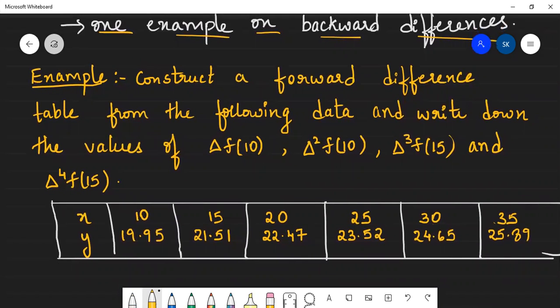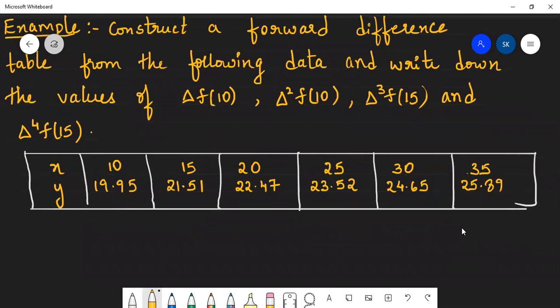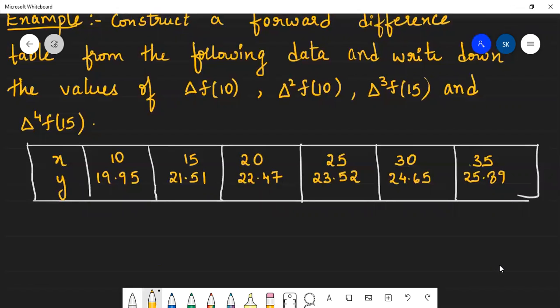Construct a forward difference table from the following data and write down the values of forward delta f of 10, forward delta square f of 10, forward delta cube f of 15, and forward delta power 4 f of 15. We need to first construct the forward difference table for the given data. Then we need to write down the 4 values he is asking. So here is the data he gave us, x values and its corresponding y values.